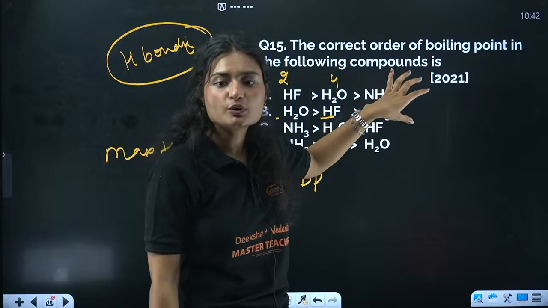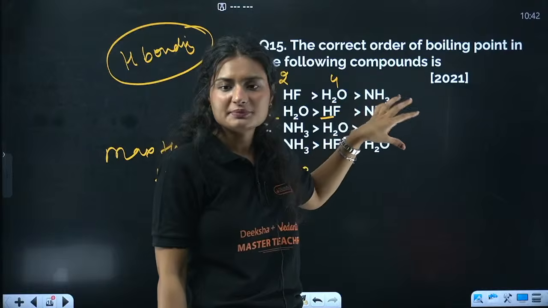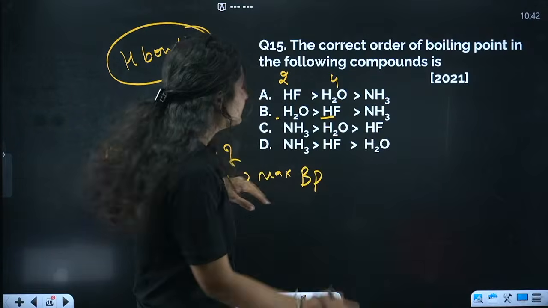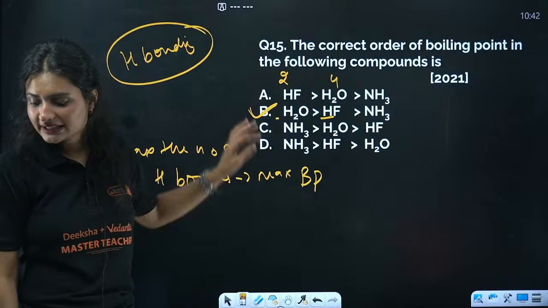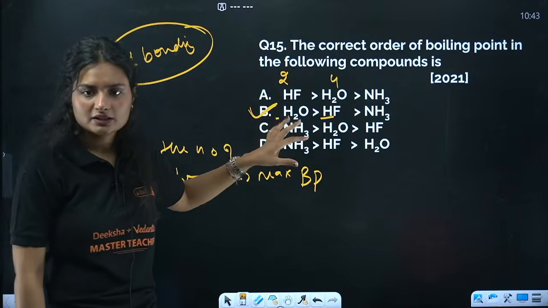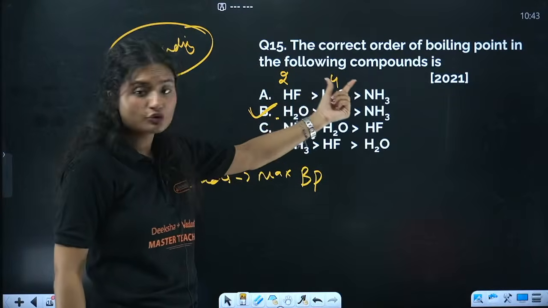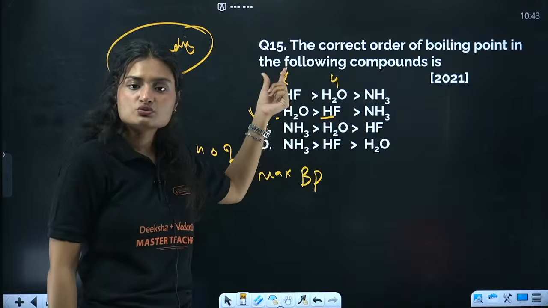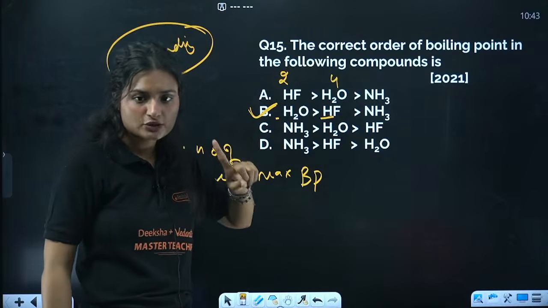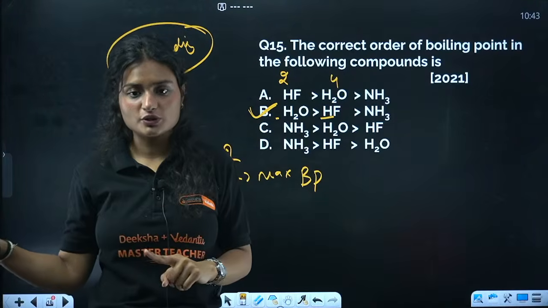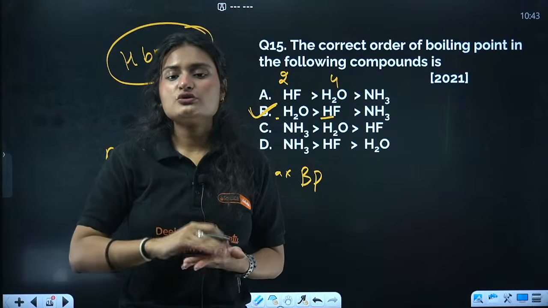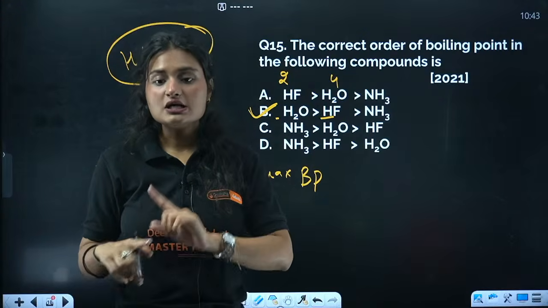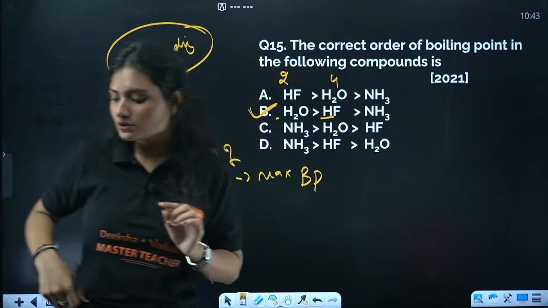So if the hydrogen bonding is weak, then the boiling point will be the least here. So the correct answer is option B. Why? Because H2O forms 4 hydrogen bonds, HF forms 2 hydrogen bonds, NH3 forms hydrogen bonding but very weak. Why? Because nitrogen is much less electronegative than fluorine and oxygen, so the extent of hydrogen bonding is also less.